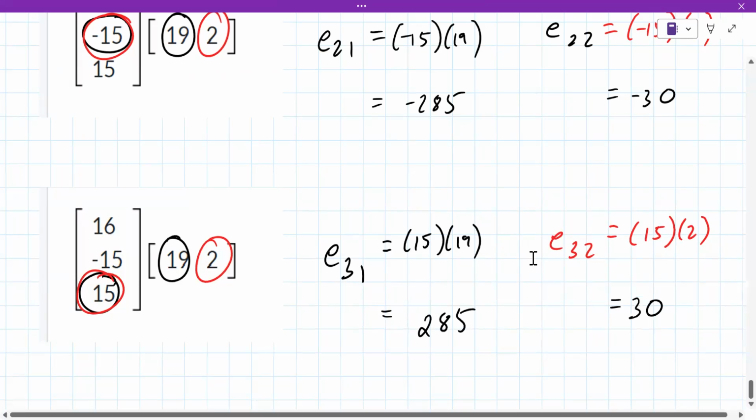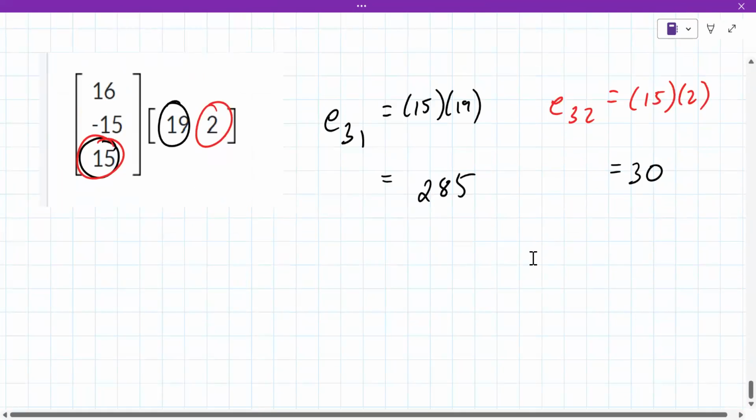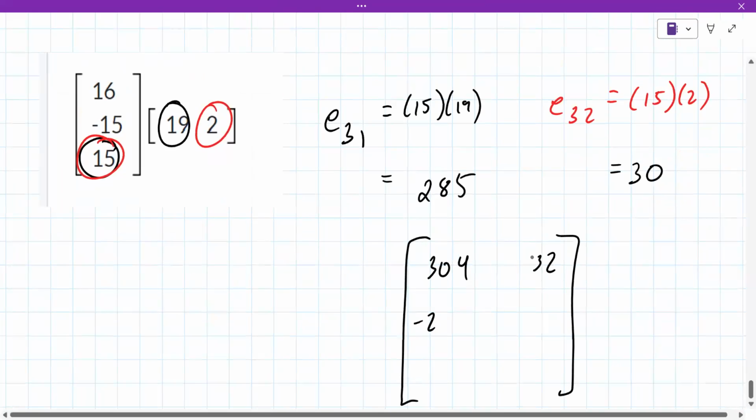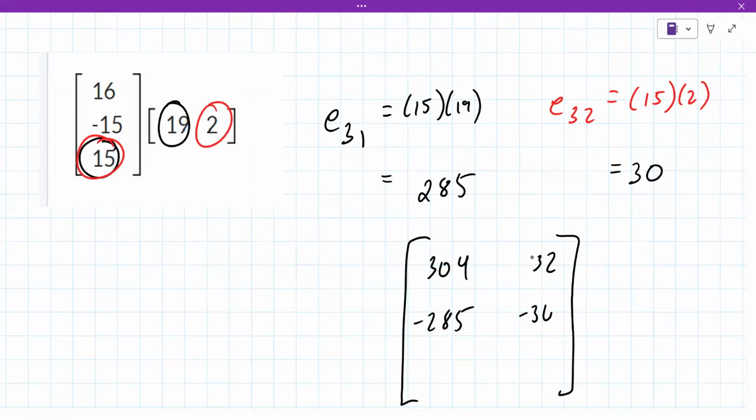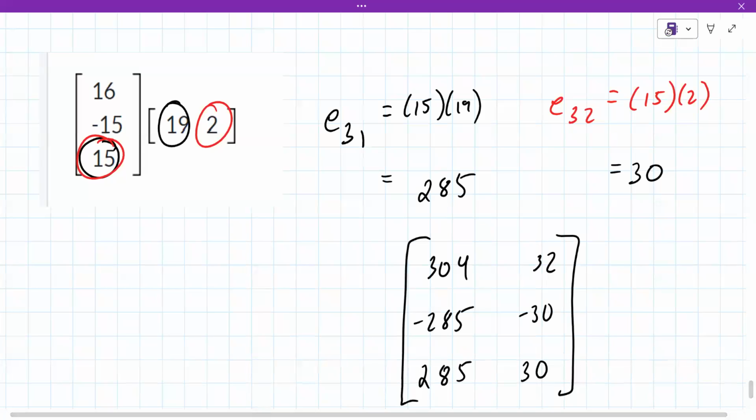All right, so the final answer is got those 6 numbers in it. It's got the 304, 32, minus 285, minus 30, 285, and 30, like that.